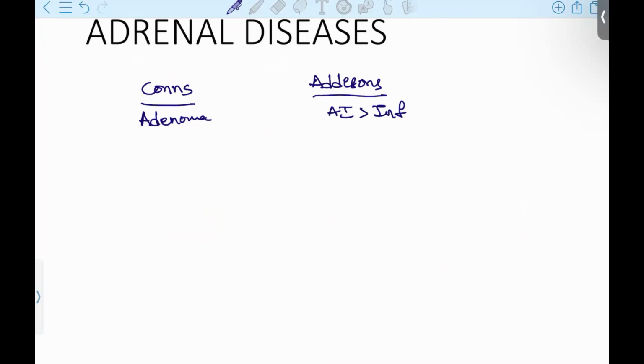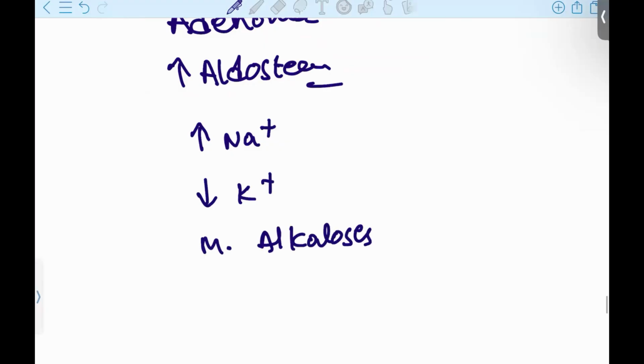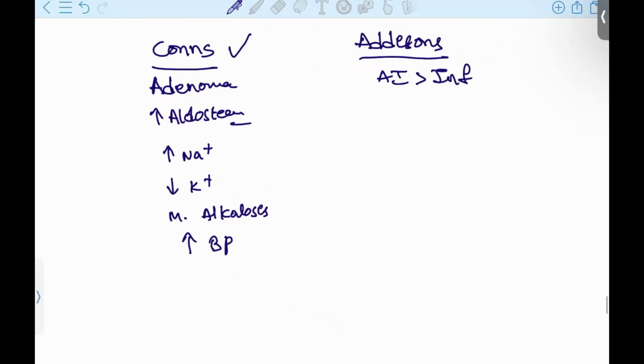In the adenoma, mostly it will increase the aldosterone in the patient. Aldosterone is involved. It will retain sodium and decrease the potassium. It will cause metabolic alkalosis. Along with that, it will increase the BP in the patient. That is Conn's syndrome: the aldosterone is high.